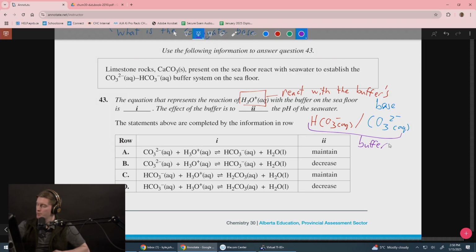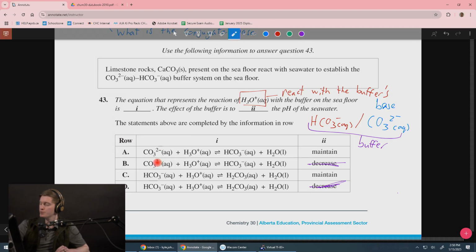The whole purpose of a buffer system is to maintain the pH of the seawater. So you can eliminate the ones that say that the purpose of the buffer system is to decrease the pH of the seawater. Yes, these both act as bases, but the point of them in their concentrations is to resist pH change. They both can act as bases, I should say. So decrease is not the thing. Also, if you were to decrease the pH, then you would be becoming more acidic.